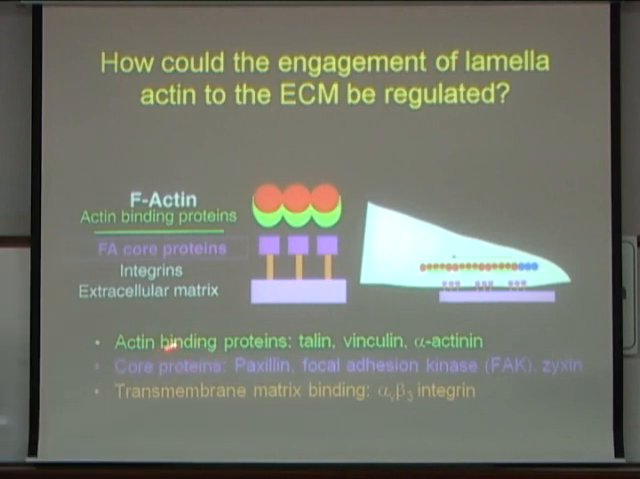So we examined several proteins, actin binding proteins, 3 different actin binding proteins. These two, there's biophysical evidence for them being involved in force transmission. Core proteins, both kinases as well as scaffolding proteins, paxillin and zyxin, and one of these transmembrane matrix binding proteins, an alpha V beta 3 integrin.